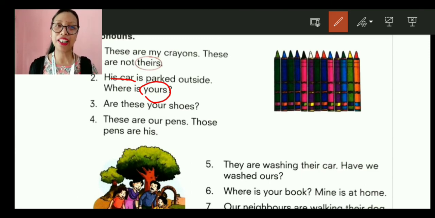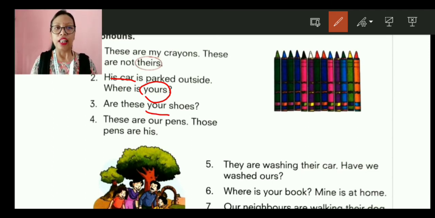Number 3, are these your shoes? So which one will it be? This is a single sentence. So will it be a possessive adjective or a possessive pronoun? Here, if you can see, are these your shoes? I am asking the question and I am asking whether it belongs to you. Do you own these shoes? Therefore, I am asking it directly. Therefore, it is going to be a possessive adjective.